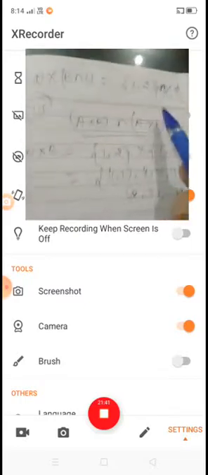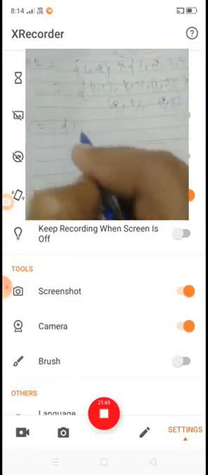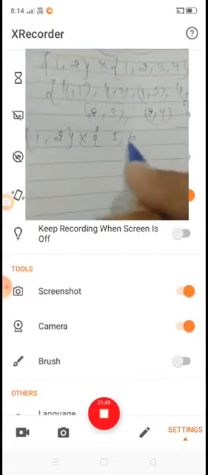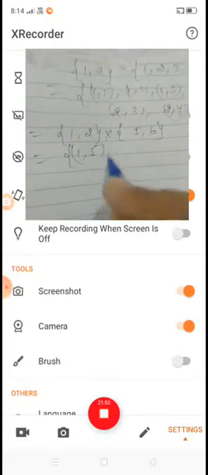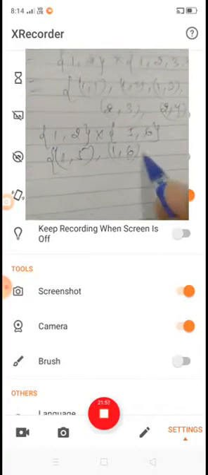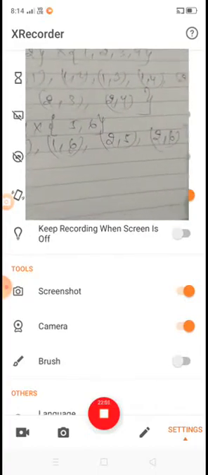Okay, now we find the set A cross C. The set A is {1, 2} and the set C is {5, 6}. So we have (1,5), (1,6), (2,5), (2,6).